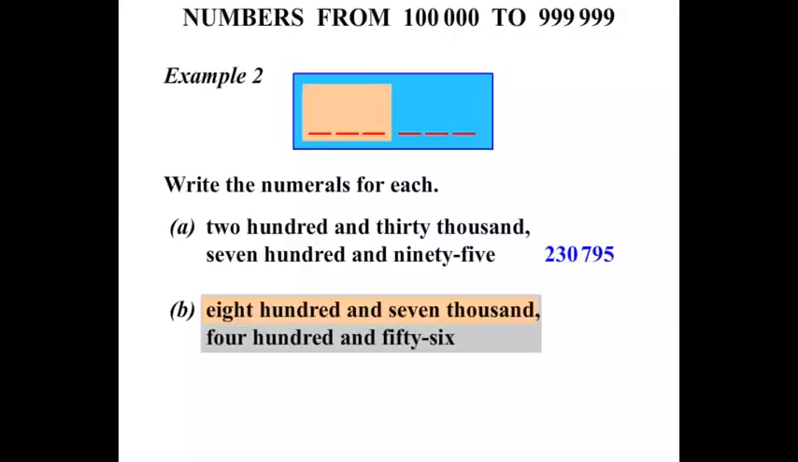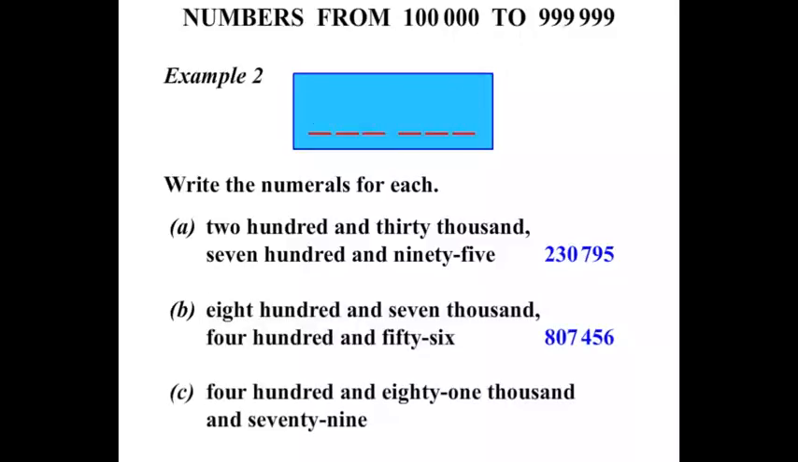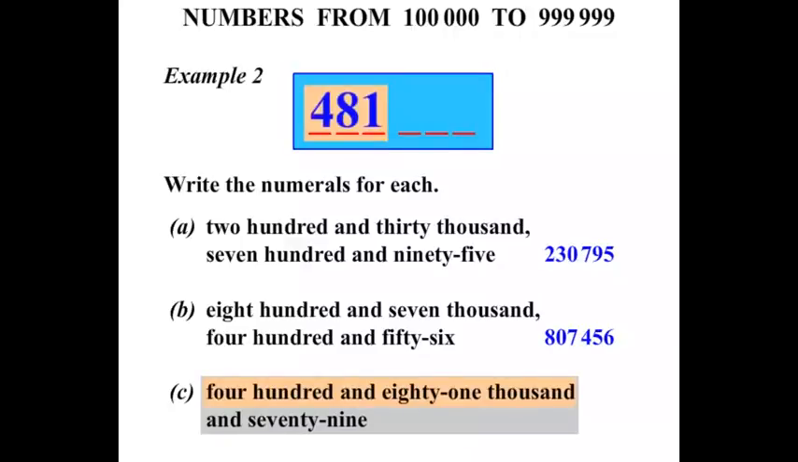So again, let's consider the first part, 807,000. I'm going to take up the first 3 digits, 807. Then we have 456. So those last 3 digits then will be 456. Our final question, 481,079. Again, the first 3 digits, 481,000, we'll have 481.